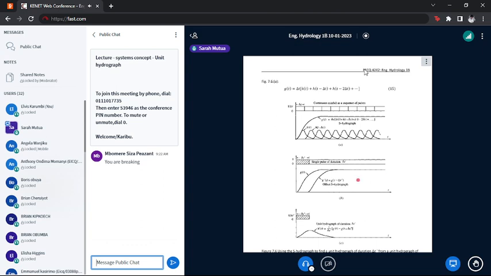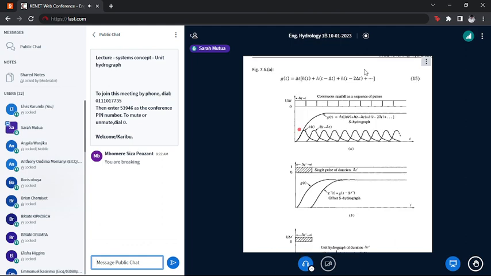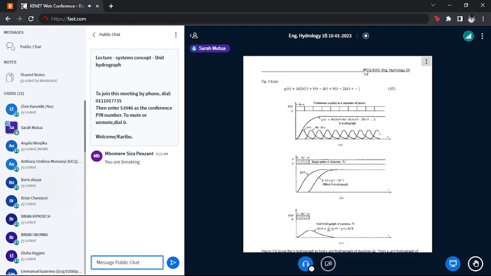So you have developed an S hydrograph, but assuming you have measured the rainfall for a duration dt, where dt is more than 1 unit, then if you subtract those two curves, you are going to get a unit hydrograph of duration dt.